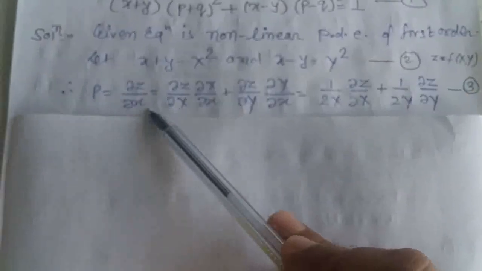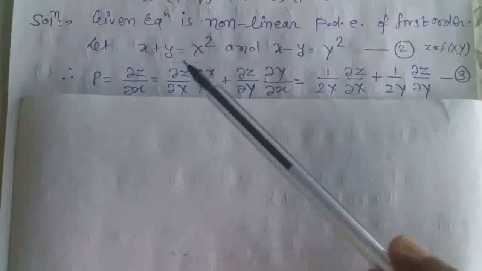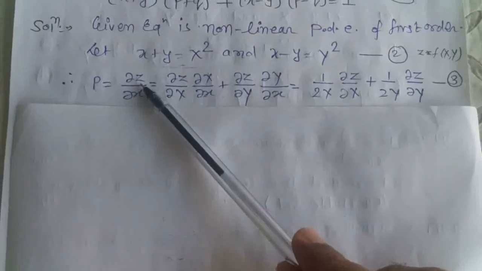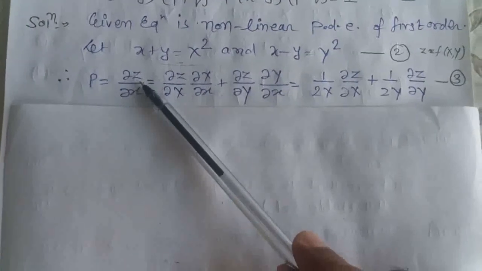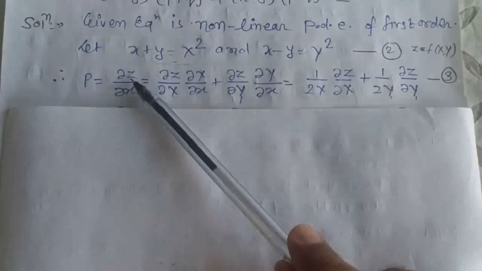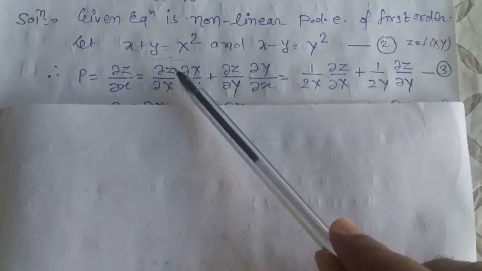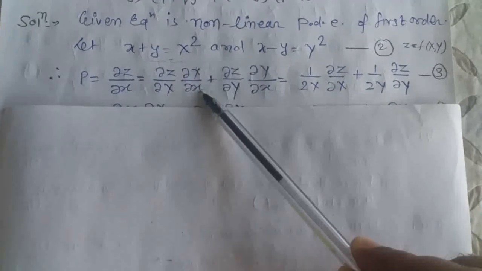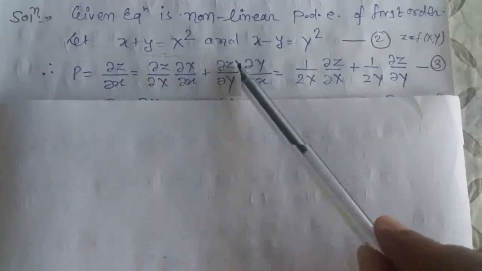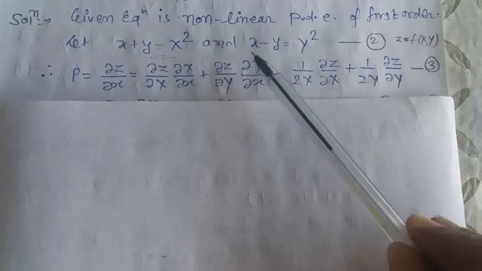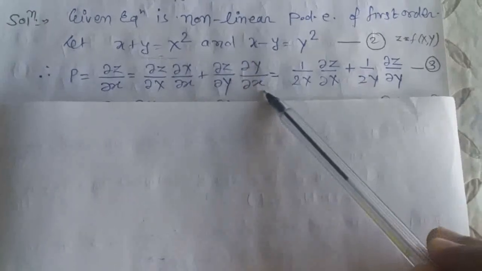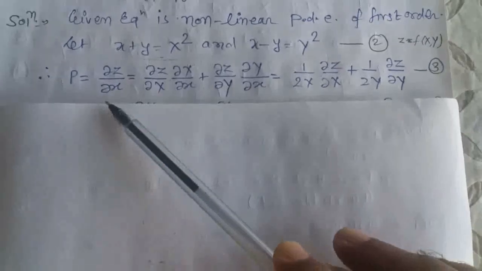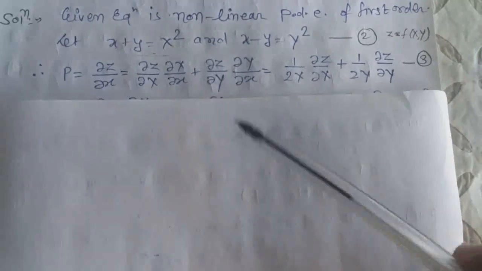Now the value of p, which is del z by del x, but since z is now a function of capital X and capital Y, by chain rule we get del z by del x is equal to del z by del capital X into del capital X by del small x plus del z by del capital Y into del capital Y by del small x. This is what we get by chain rule.